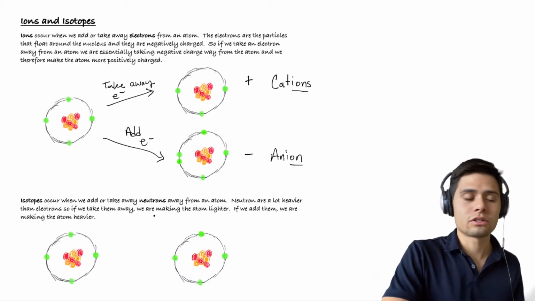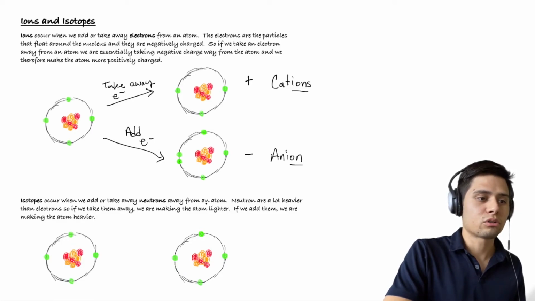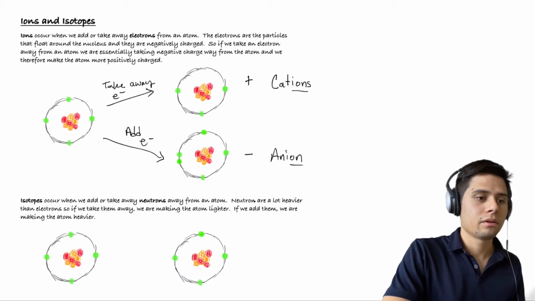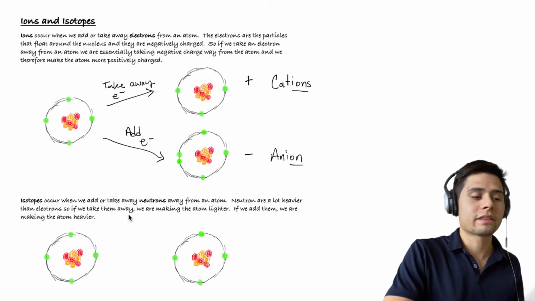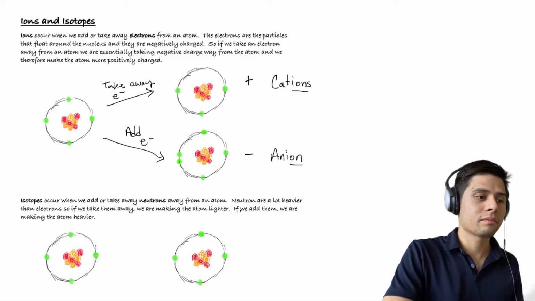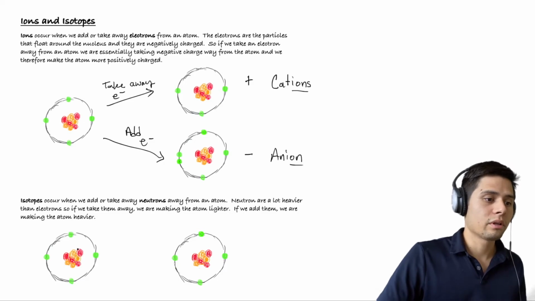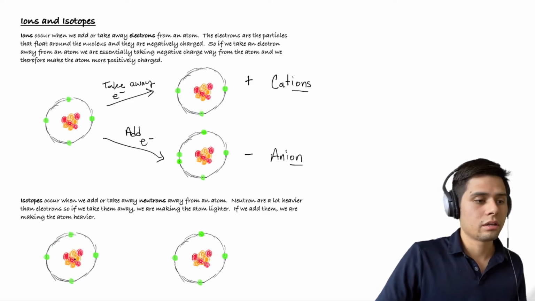Let's move on to isotopes. So an isotope occurs when we add or take away neutrons from an atom. Neutrons are a lot heavier than electrons, so if we take them away, we are making the atom lighter. If we're adding them, we're making it heavier. So again, this is common sense. So what are we doing to this beryllium atom right here? Well, in orange, I have denoted the neutrons. So we have 1, 2, 3, 4 neutrons in this beryllium atom.